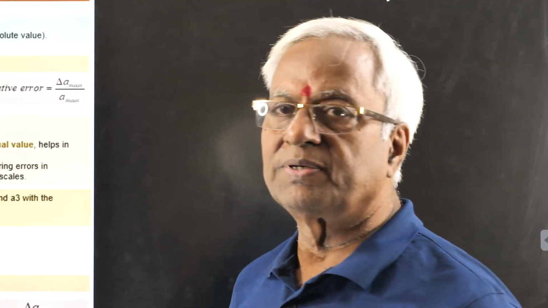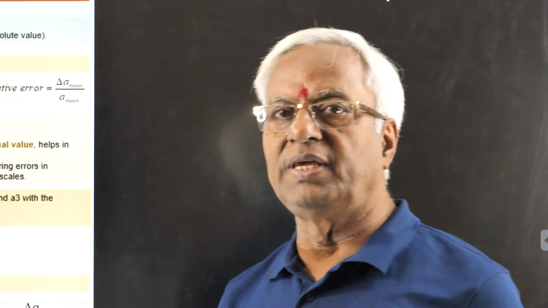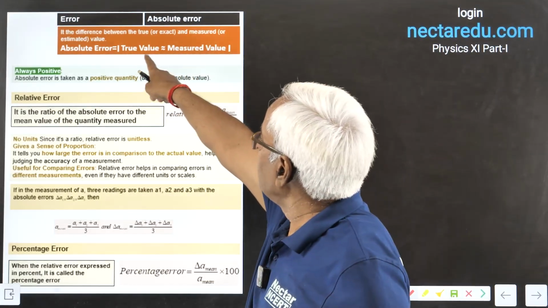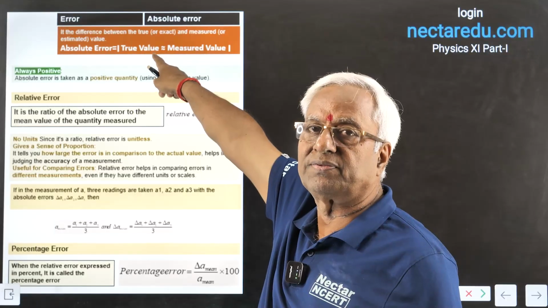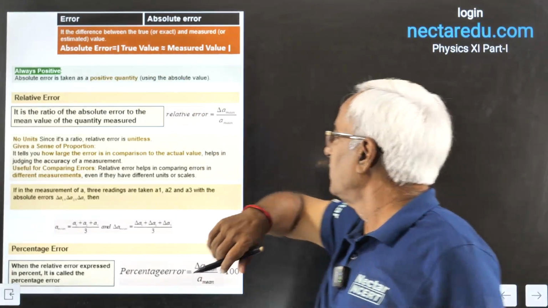It doesn't matter whether the error is positive or negative, but when we call it absolute, it has to be positive only. That's why you see we have noted down here the difference. Difference means it's always taken to be positive only.